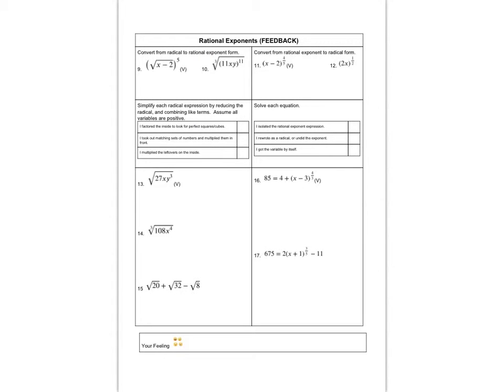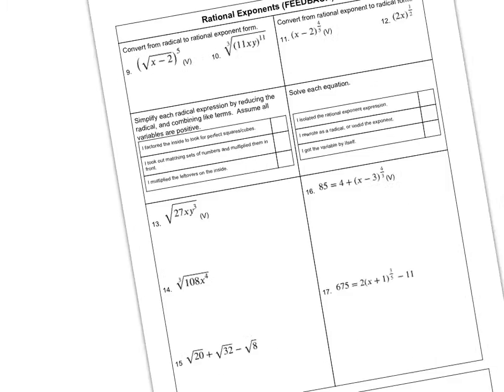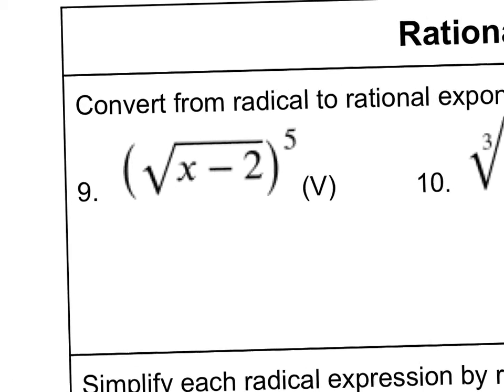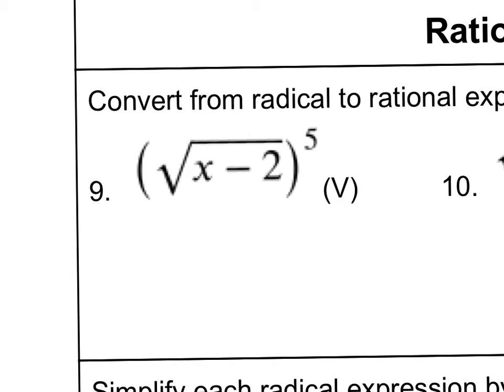And move on to radical exponents. Starting with number 9, we've got to convert this from radical to a rational exponent. And we have to know that square roots have an index of 2. That's going to give us x minus 2 as the base. You absolutely must include those parentheses. The 5 is going to become the numerator, and the 2 is the denominator.